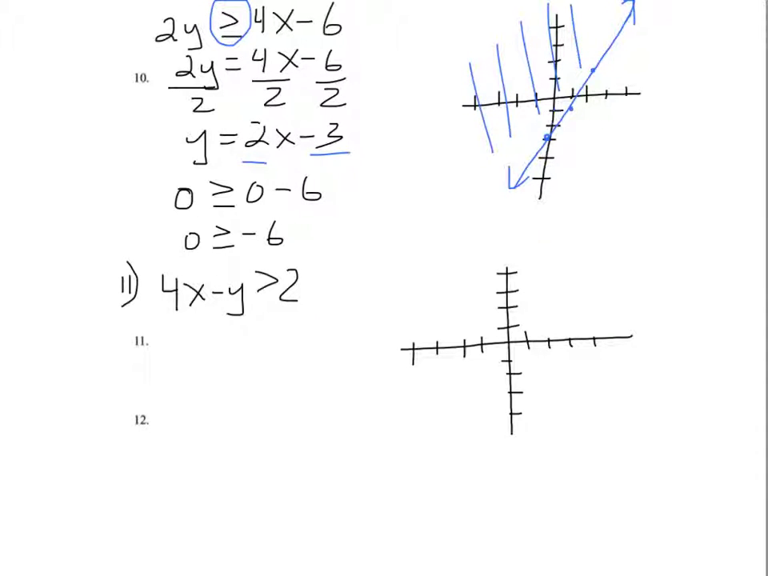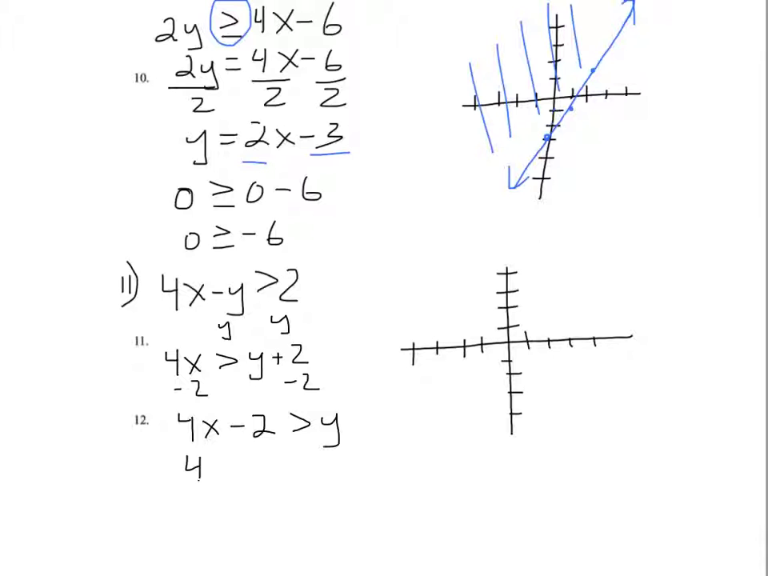The next equation, I'm going to solve it for y. And I'm going to add y to both sides. So I get 4x is greater than y plus 2. I'm going to take away 2 from both sides. I get 4x minus 2 is greater than y.